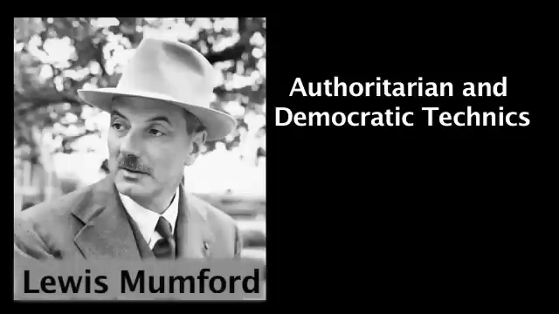So we've talked before about authoritarian and democratic techniques. Lewis Mumford talked about how technologies don't arise in a vacuum, but they emerge from and then give rise to certain social structures. And he found they fell into two categories, democratic and authoritarian techniques. A democratic technique would emerge from and give rise to democratic power structures. An authoritarian technique would emerge from and give rise to authoritarian power structures.